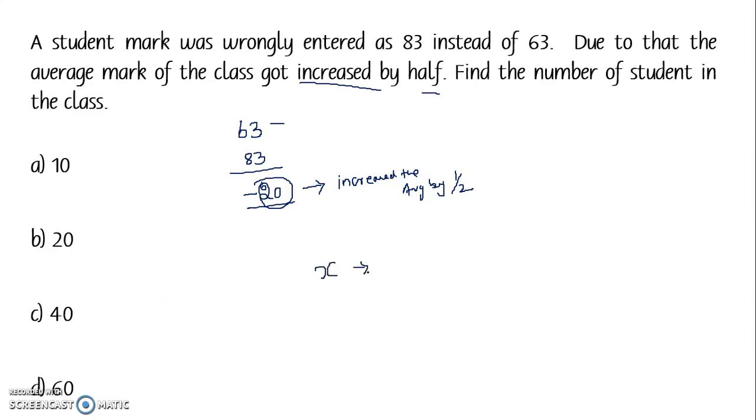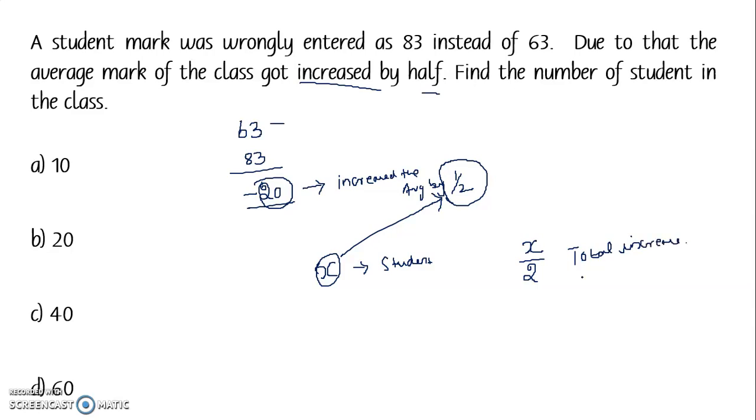There are x students in the class. Now what will happen is that the average mark has increased by 1 by 2. So 1 by 2 is the average increase, and x is the number of items. So the total increase will be average into number of items, so x by 2 will be the total increase.